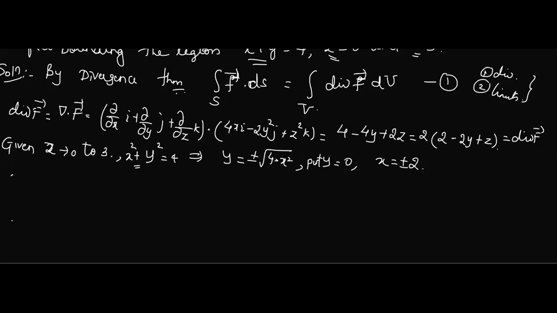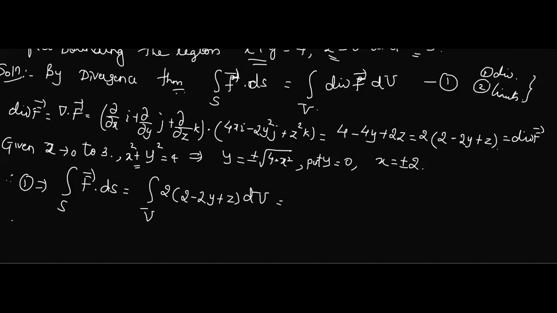Therefore, equation 1 becomes the integration over S of F dot dS, which will be the integration over V. What is my divergence? 2 into (2 minus 2y plus z) dV over V. Now this volume converts into a triple integration. So you can take the triple integration. I can take this 2 outside. Remaining is 2 minus 2y plus z.